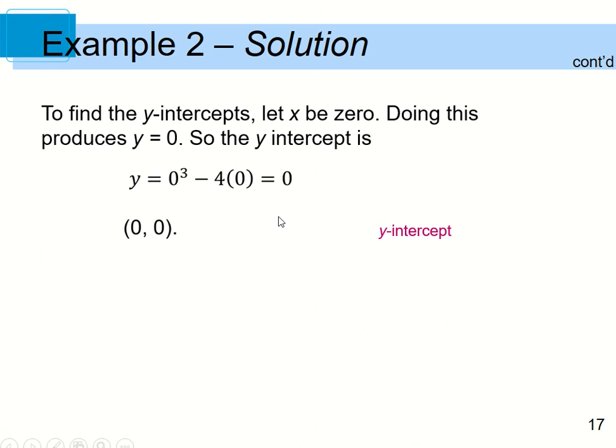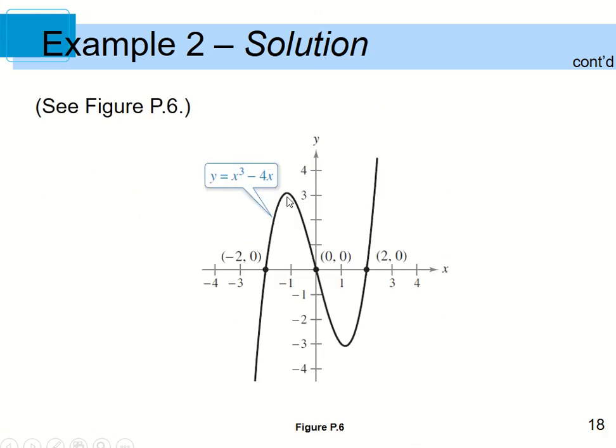Now, if you are able to sketch the graph, you will find that this is the graph for the equation y equals x to the power of 3 minus 4x. We have 3 x-intercepts and 1 y-intercept. So this is how we look for the intercepts for the equation.